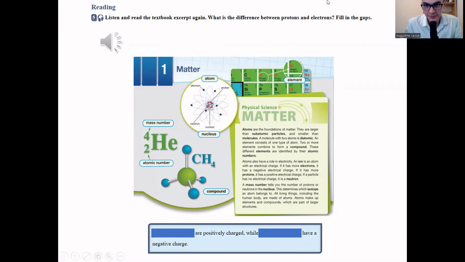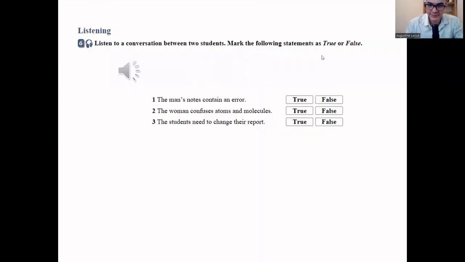So that was the audio clip. Here are the answers. So protons are positively charged, while electrons have a negative charge, right? So protons are positive, electrons are negative, okay? So those are the answers. Moving on to the next segment.